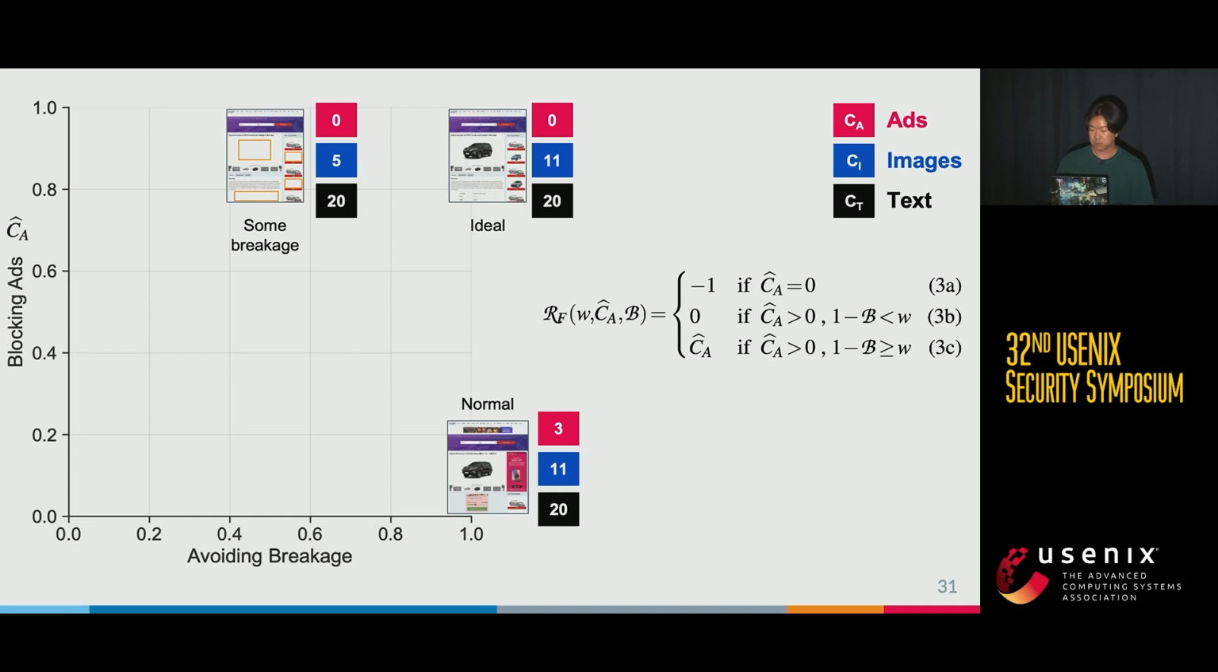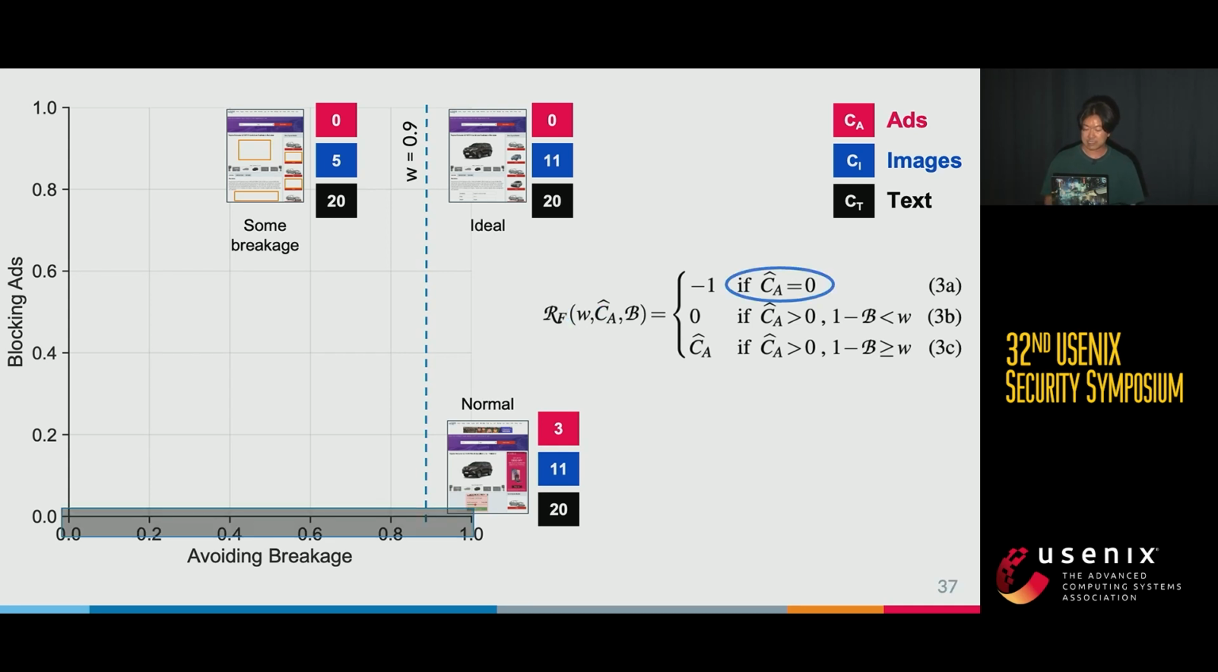Our reward for a filter rule takes in three parameters. C-hat A denotes how well we block ads from 0 to 1. And this is simply the difference between the counters of ads for how a site normally behaves versus when a filter rule is applied, and this is our y-axis. B simply denotes the difference between how images and text change when a filter rule is applied. And therefore, 1 minus B is avoiding breakage, and that's our x-axis. W is a threshold that is provided by the user to separate the region between what is unacceptable to the user compared to what is acceptable to the user.